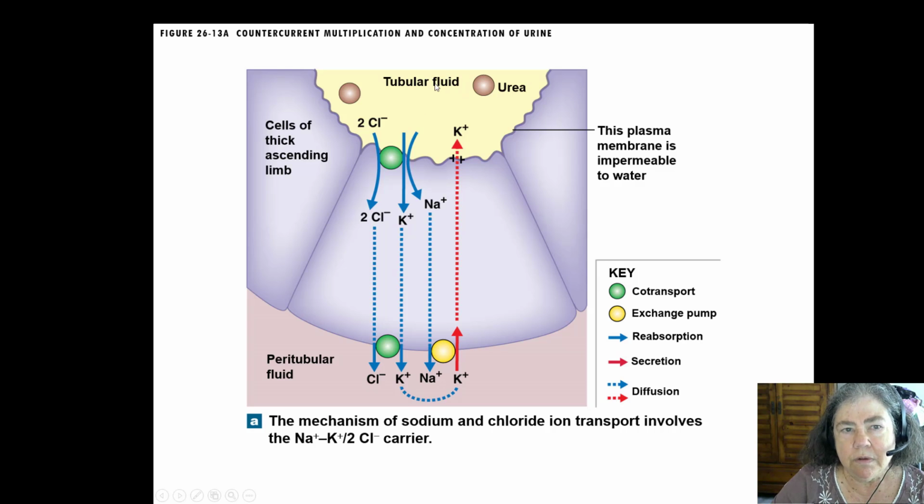In the tubular fluid, we have a co-transporter that is using concentration gradients, using sodium to drive sodium, potassium, and chloride into the cell, where the sodium leaves by the ATPase and the potassium and chloride leave by cotransport to enter the interstitial fluid. So we end up with less salt here and more salt here, and there's no water moving across this membrane.